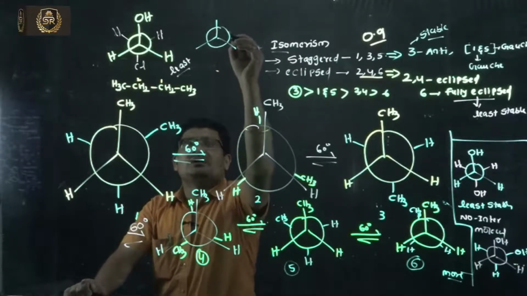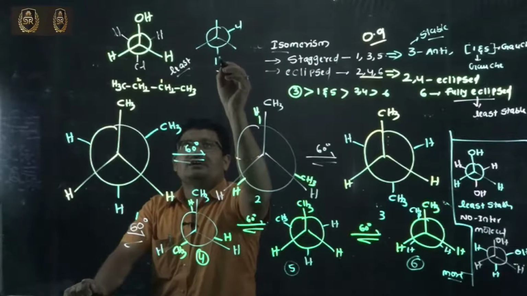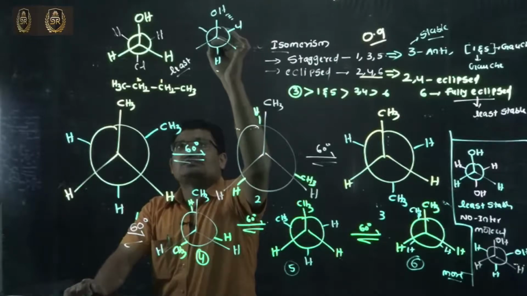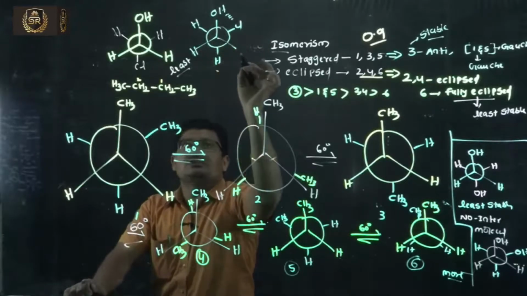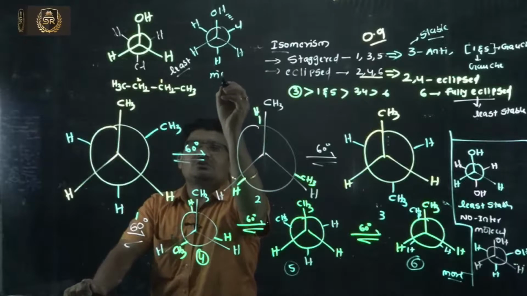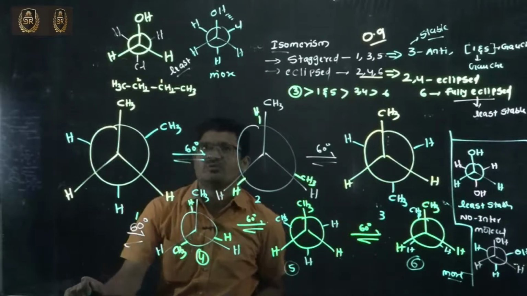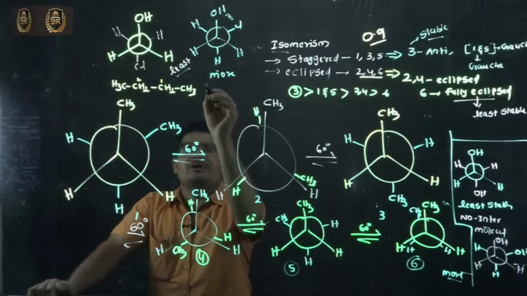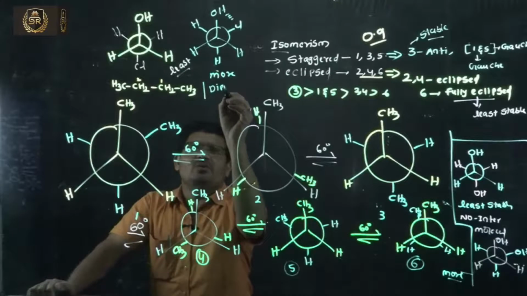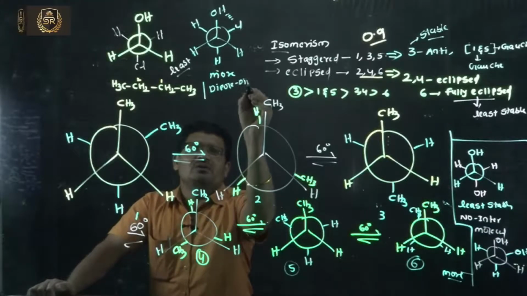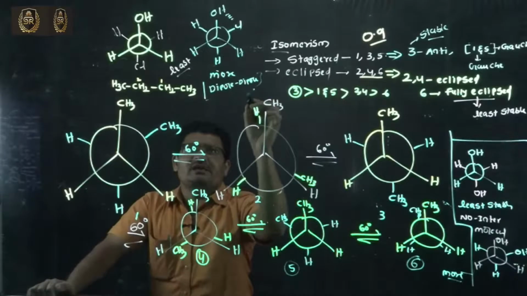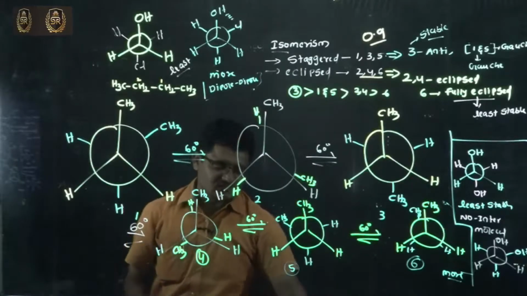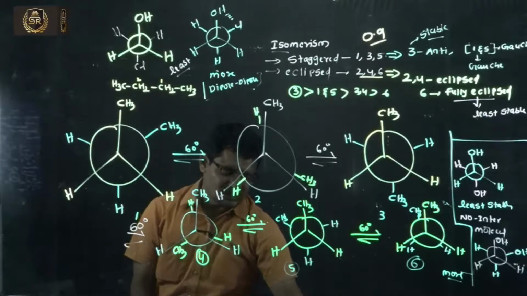Here chlorine, this side hydrogen, this side OH, this side hydrogen, this side hydrogen, this side hydrogen. This is more stable, which means dipole interaction between hydrogen and oxygen. So, these are the conformational structures of butane, conformational isomerism.